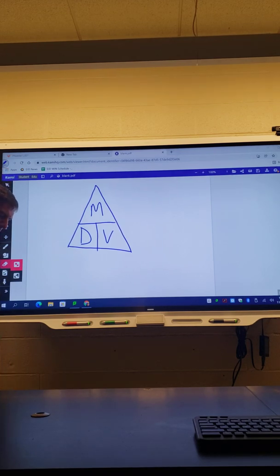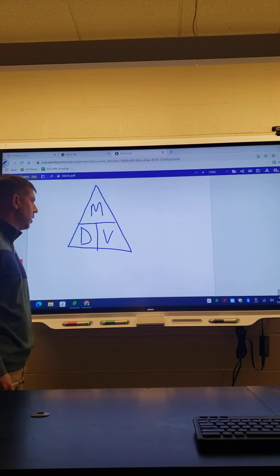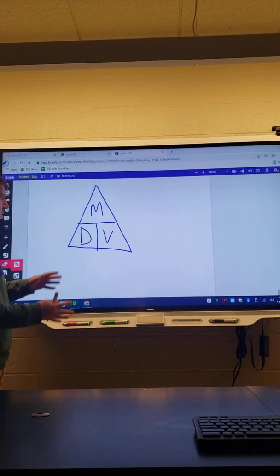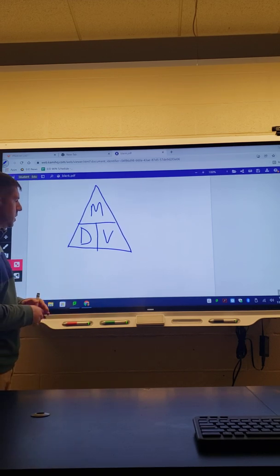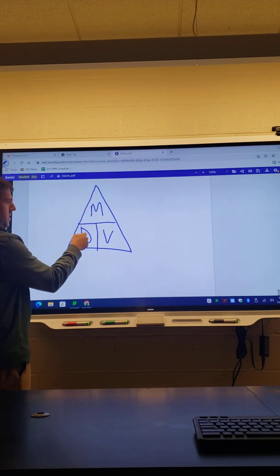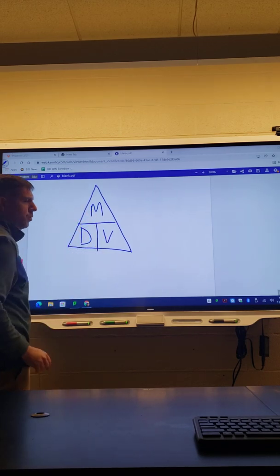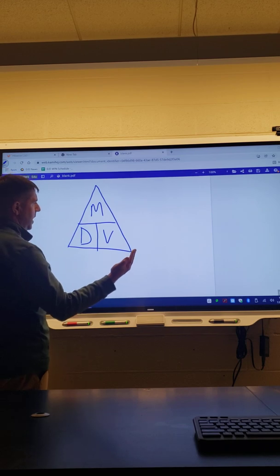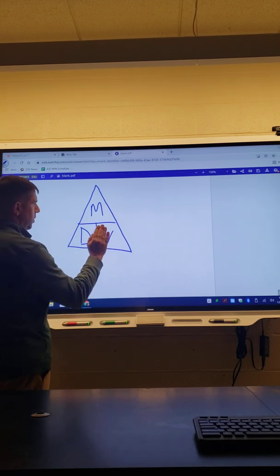We know that the formula for density equals mass divided by volume. So this is how we approach this. Whichever one you're trying to solve for, whether it's density, mass, or volume, you're simply going to take your hand and cover up that letter.